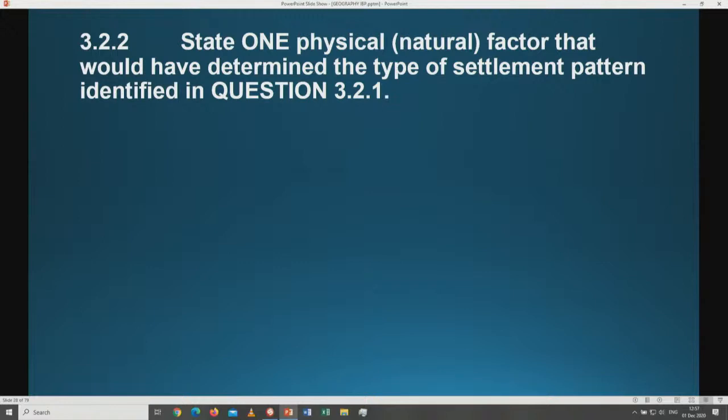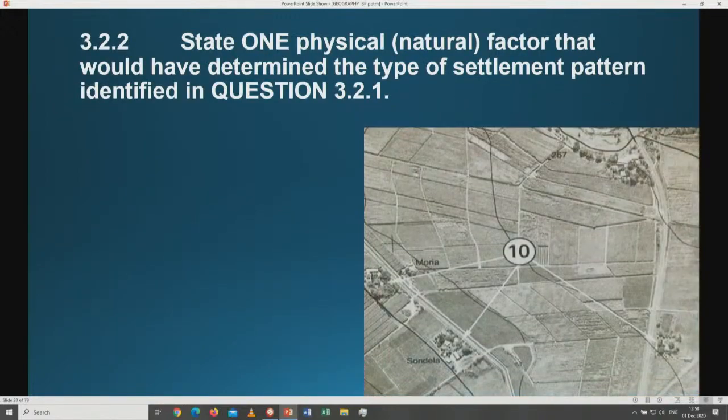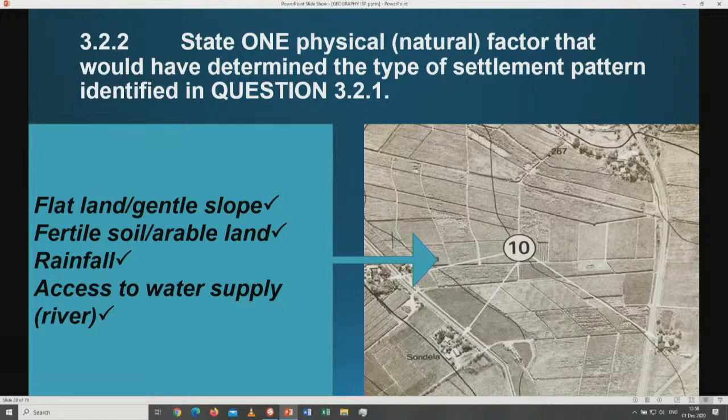State one physical or natural factor that will have determined the type of settlement pattern identified. Why would they choose to build in such a settlement pattern? The first thing that you look at here is that, first of all, the land there is gentle, flat land. And another thing, these people are farmers. You can see that they are surrounded by sugar cane all over. They are surrounded by plantations.